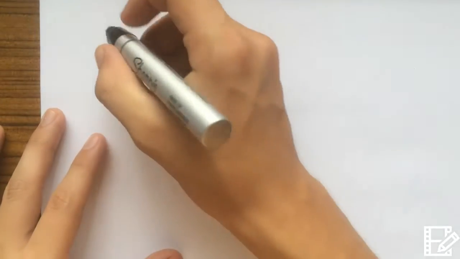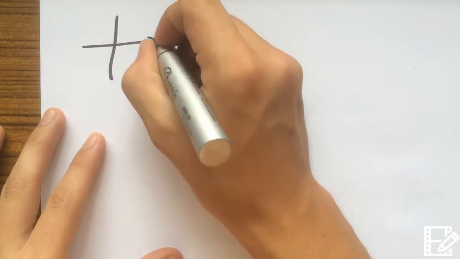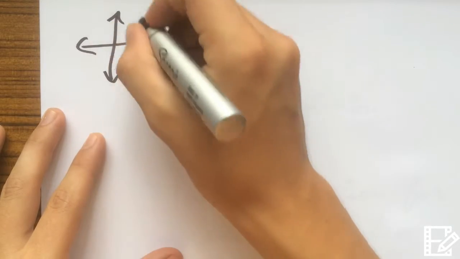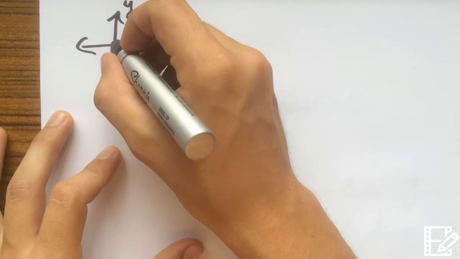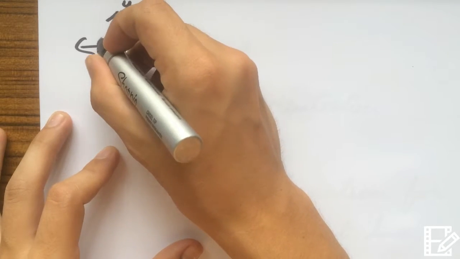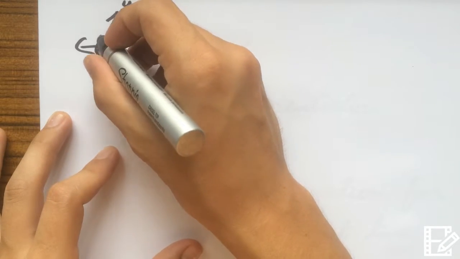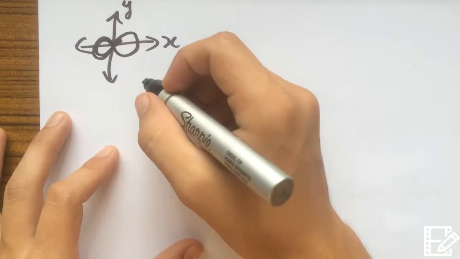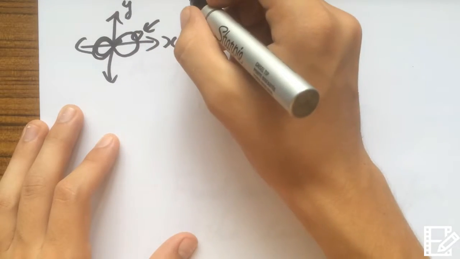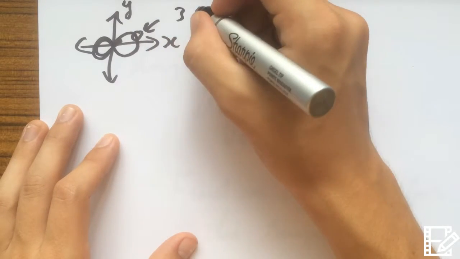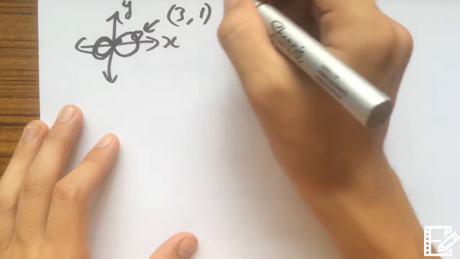So basically we're going to have a graph. It's going to have our y, it's going to have our x, and it's going to look like the infinity sign. That's bad, it's supposed to be symmetrical, but I'm a terrible drawer. Okay, so the point we're looking for is here. That's going to be (3, 1).